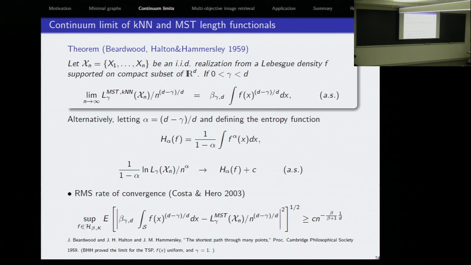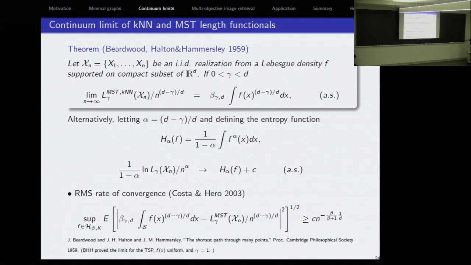And this is proportional to the entropy. There should be a log there. That's a typo. An entropy function, which is called the Rényi alpha entropy, where alpha is equal to (d minus gamma) over d. The entropy is a measure of the spread, right? So indeed, the intuition here was correct that the minimal spanning tree or k-nearest neighbor graph for which this theorem applies, the length of those graphs is a measure of the complexity in terms of concentration of the density over its domain, specifically through the entropy function.